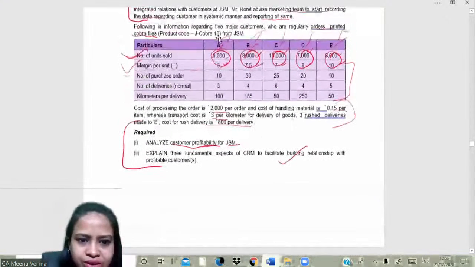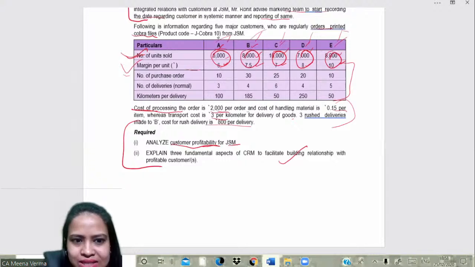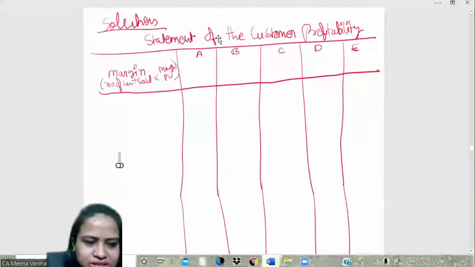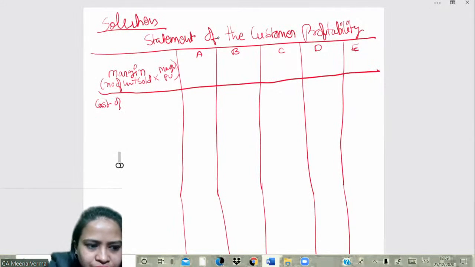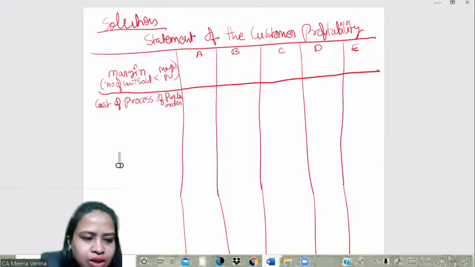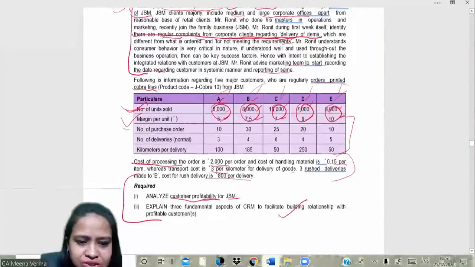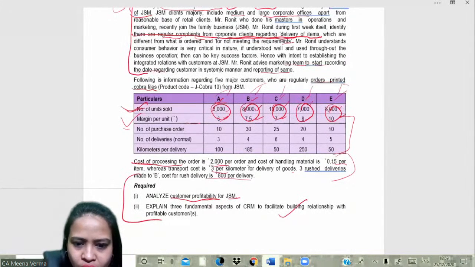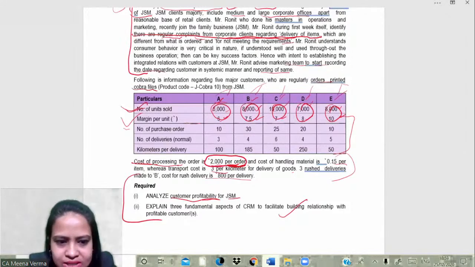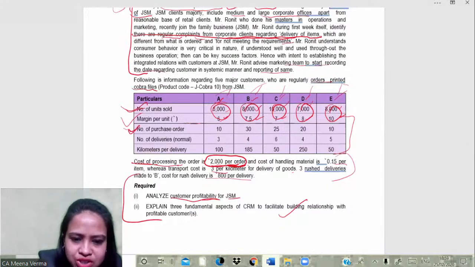After this, what do we have here? We have processing cost. Consider the cost of processing purchase orders. What is the cost of processing a purchase order? We have given here the cost per order of processing, and we have the number of purchase orders. So we will multiply them respectively. Number of purchase orders into cost of processing the order per order.